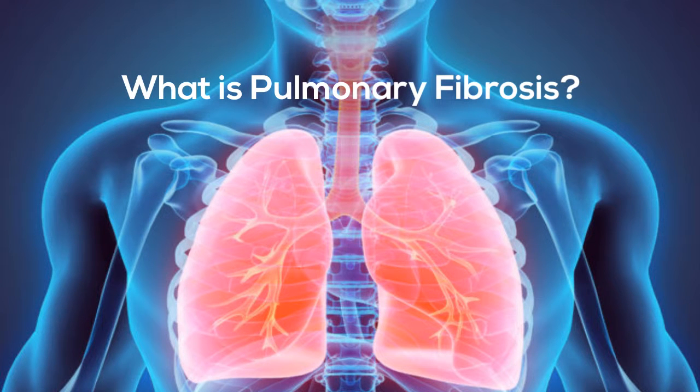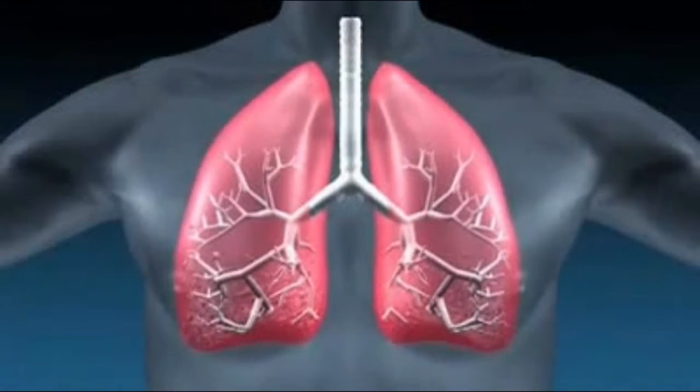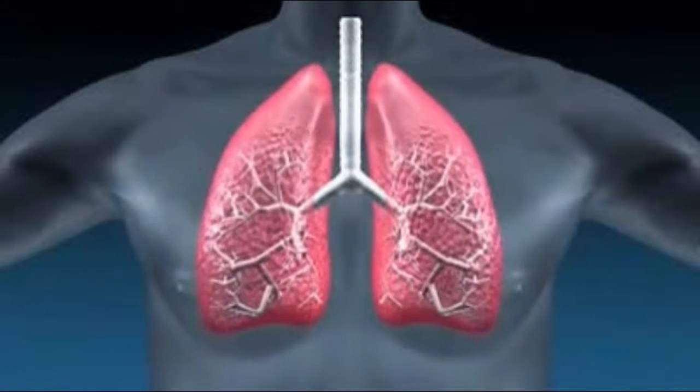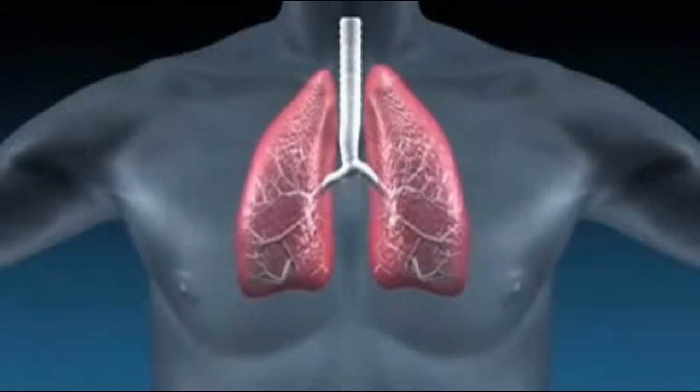So what happens when these structures get destroyed? What is pulmonary fibrosis? Pulmonary fibrosis is characterized by chronic inflammation and a permanent process of fibrosis in the interstitium of the lungs and the alveolar walls. It is the progressive replacement of normal lung parenchyma with fibrotic tissue.